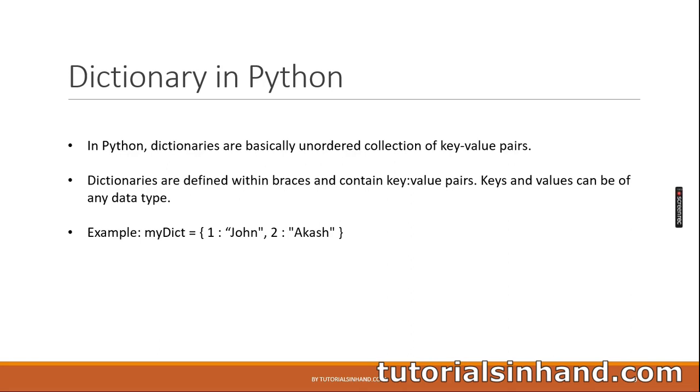Suppose I want to access John here. So I will write mydict within a pair of square brackets 1. That will return me John. If I write mydict within a pair of square brackets 2, it will return Akash. If this is sounding a bit confusing to you, don't worry, we will have a separate video over this dictionary data structure where we will discuss all the methods which are available for dictionary and how we can make the best use of them to get our work accomplished.